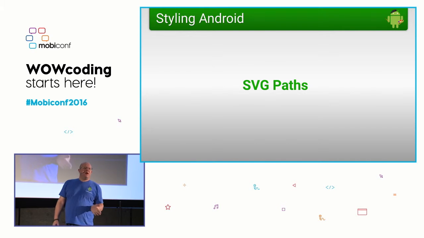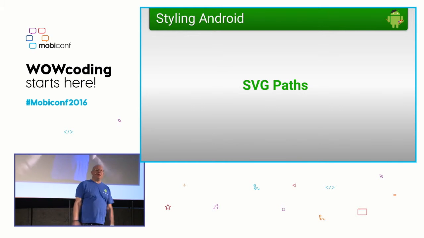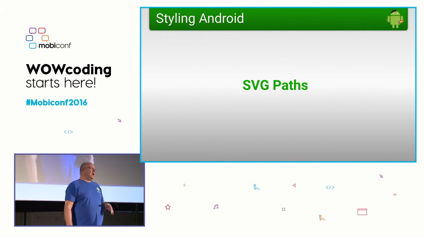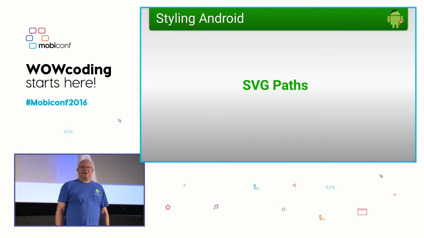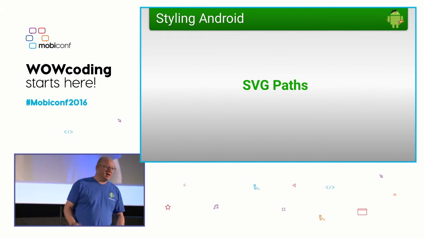So what you may find is your designers will give you SVGs which have lots of gradients and stuff like that in it. You'll import them and you lose stuff. So it's not a one-to-one mapping between SVG and vector drawable. So you really need to understand a little bit about SVG to be able to make best use of them.